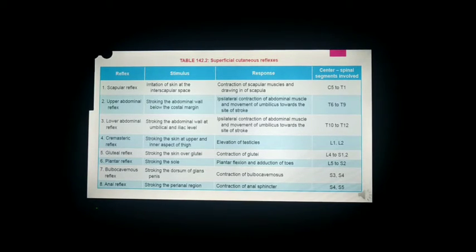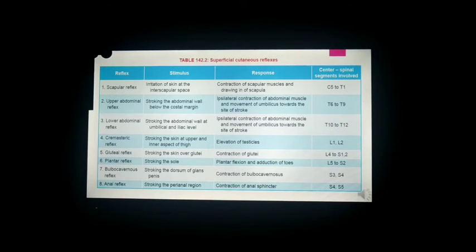The fourth one is cremasteric reflex. Stimulus is stroking the skin at upper end and inner aspect of thigh. Response is elevation of testicles. The fifth one is gluteal reflex. The stimulus is stroking the skin over the glutei. Response is contraction of glutei.